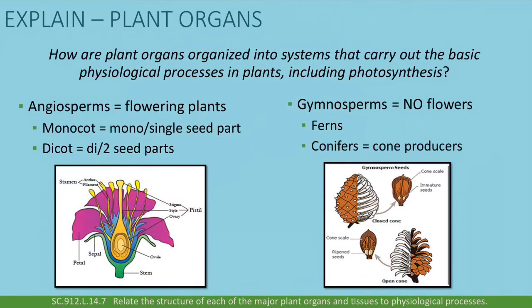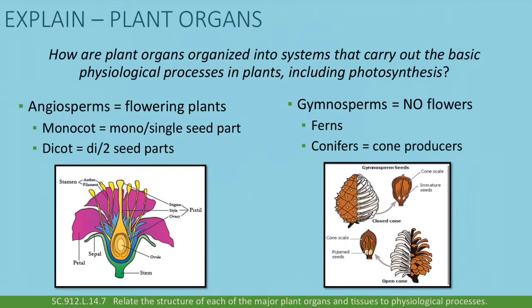So, plant organs, how we classify the different plant organs into the different types of plants that they belong to. Yes, I know many plants look very similar, but just as we learned last week with classification of animals, plants are classified into 2 different groups. We have angiosperms, which is flowering plants, and we also have gymnosperms, which means they don't have flowers. Within angiosperms, there are 2 different types. You have a monocot, which is a mono or a single seed part, and then we also have a dicot, di meaning 2 seed parts.